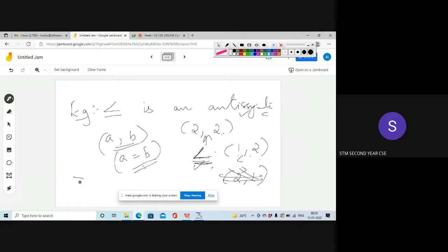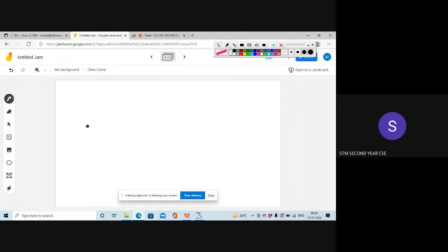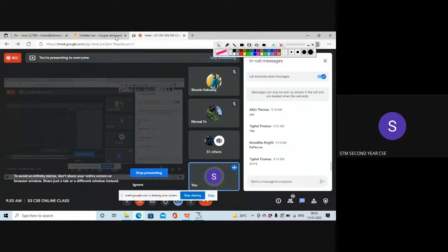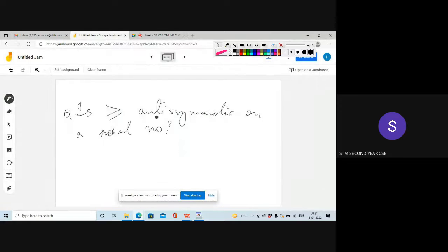Also, let us see greater than or equal to. Is the relation greater than or equal to anti-symmetric on a set of real numbers? Can anyone answer that question? Is it anti-symmetric?